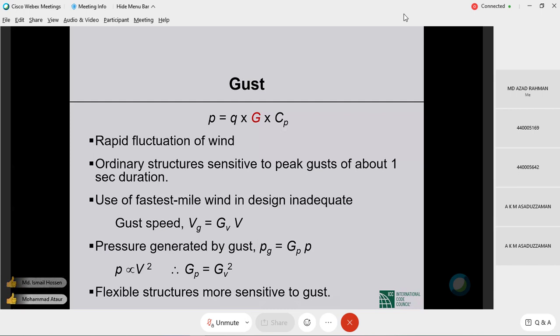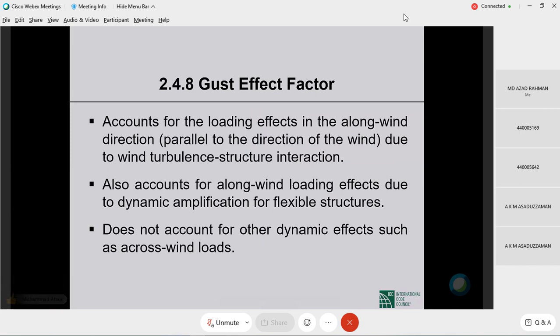Okay? So this is gust. It accounts for the loading effects in the along wind direction, parallel to the direction of the wind, due to wind turbulence structure interaction. The gust effect factor also accounts for along wind loading effects due to dynamic amplification for flexible structures. So flexible structures react more to wind than rigid structures, and that is taken into account through the gust effect factor.